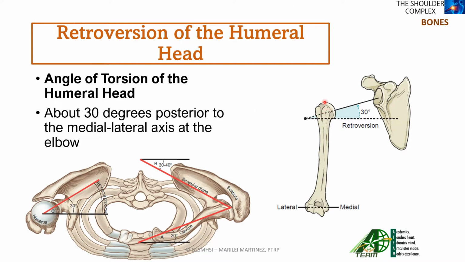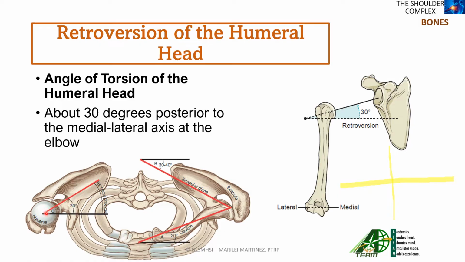As you can see, the humeral head is deviated posteriorly to the medial lateral axis at the level of the elbow. When we say medial lateral axis, it is the axis that passes through the sagittal plane. It is also known as your x-axis. If you can remember, this is your x-axis, this is your y-axis, right? So, in here, the humeral head is deviated 30 degrees posteriorly to the medial lateral axis that passes through at the elbow joint. Okay, so this is another visualization of the angle of torsion of the humeral head.